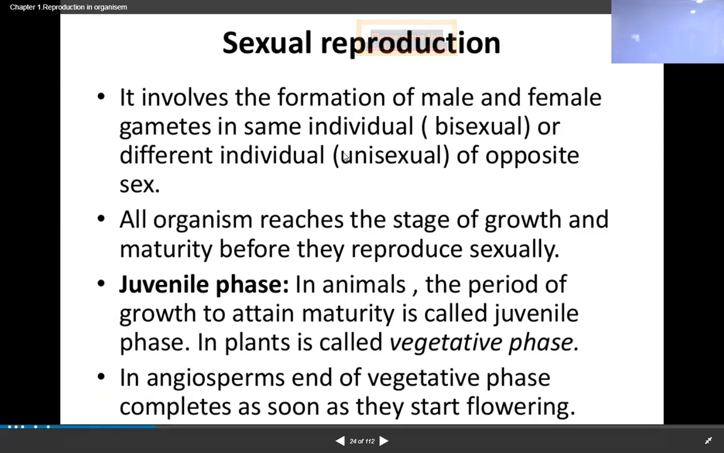Okay. So it involves the formation of male and female gametes. You know that in same individual, that is bisexual, or in different individual, unisexual, of opposite sex. All organisms reach the stage of growth and maturity before they reproduce sexually. Now we have juvenile phase. In animals, the period of growth to attain maturity, we called it as juvenile phase. In plants, it is called as vegetative phase. In angiosperms, the vegetative phase completes as soon as they start flowering.